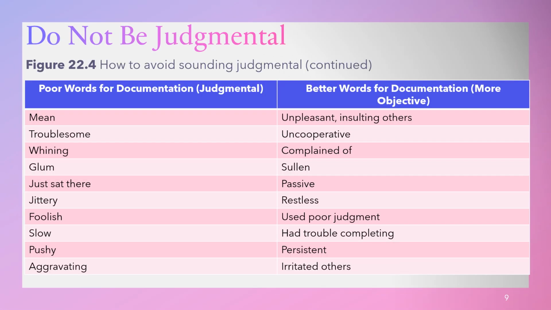Let's say we have a client who is telling us a story about a mistake or an intended action that they have done, which we don't really believe was the best decision. Instead of writing that the client is foolish, we may write that the client used poor judgment. Pause the video, look over the chart. Think about other situations that come to mind in which we can replace poor words of documentation for words that sound more objective.